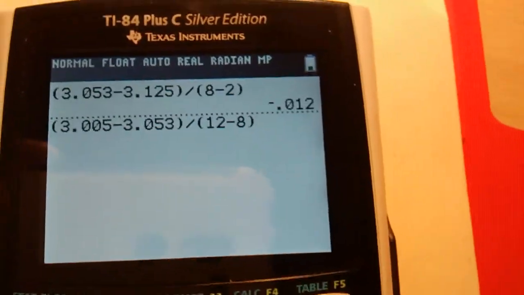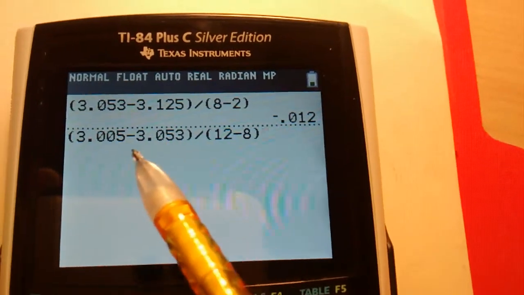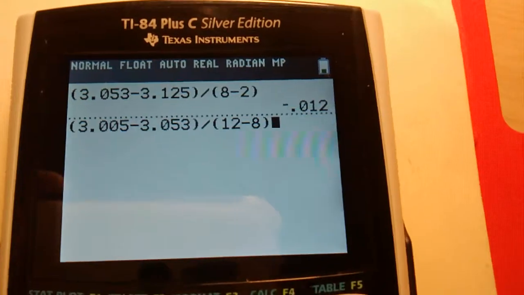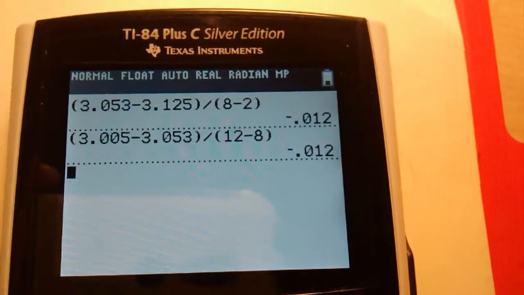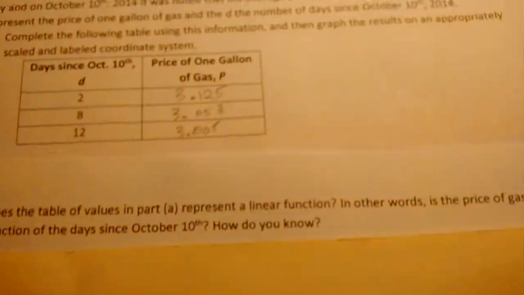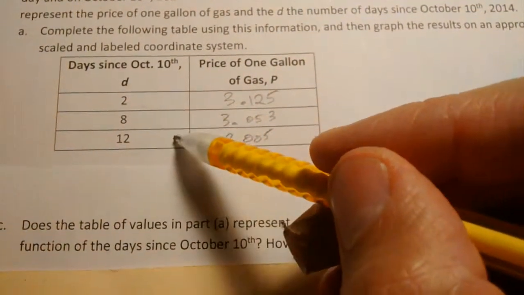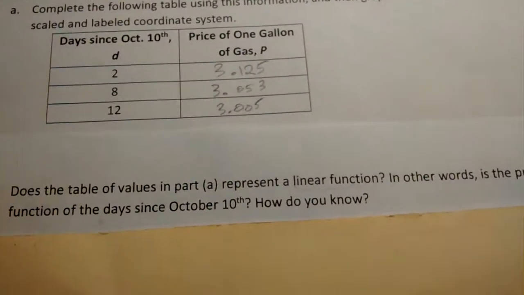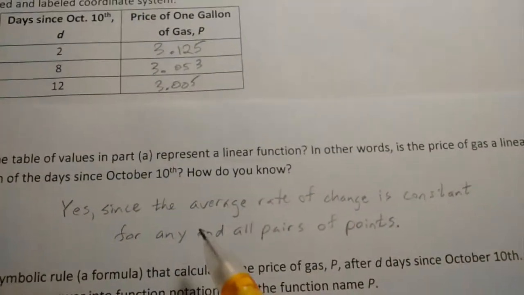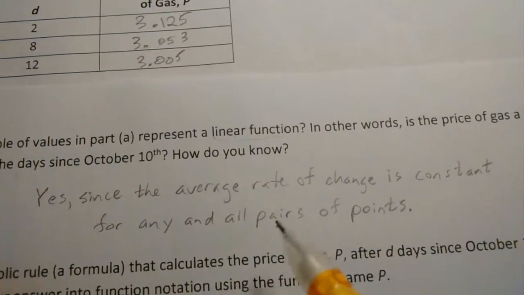So that's the difference of the outputs for the last pair and the difference of the inputs for the last pair, and that better be the same if it's going to be a linear function. And yes, it is the same, and so you can go back and do the other pair, which would be from here to here, and you'll see that's the same as well. So, does it represent a linear function? Absolutely. Yes, since the average rate of change is constant for any and all pairs of points.